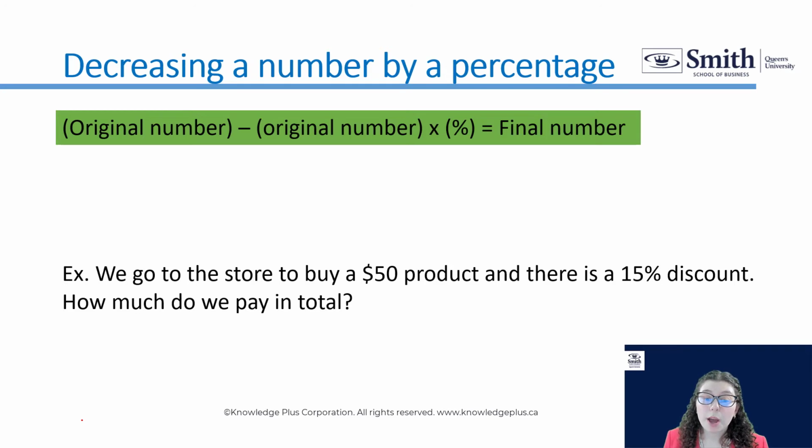Let's look at an example. We go to the store to buy a $50 product and there's a 15% discount. How much do we pay in total? To solve this example, we would do $50 minus 50 times 15%, which gives us 37.5.